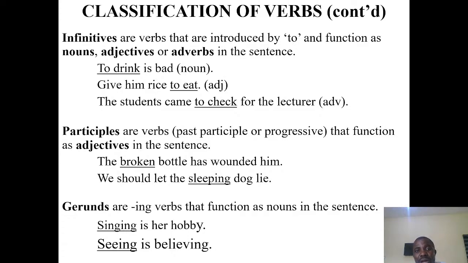Then participles are verbs, whether we call them past participle or progressive participle, that function as adjectives. Verbs that are used to function as adjectives. Past participles are verbs, ed2. We have ed1, we have ed2. Past tense verbs are called ed1. Past participles are called ed2. So the ed2 are the ones used to function as adjectives.